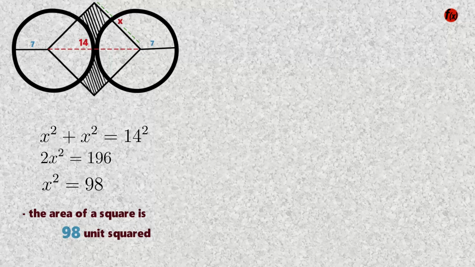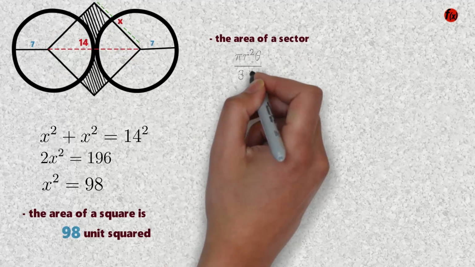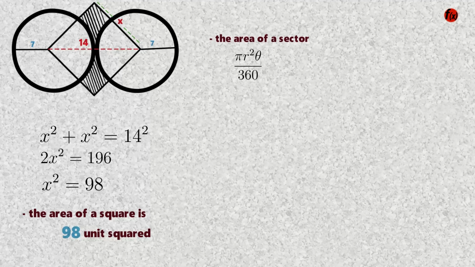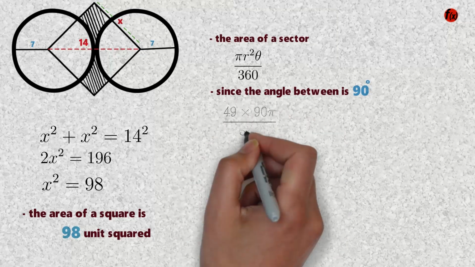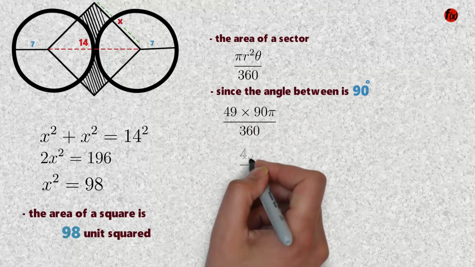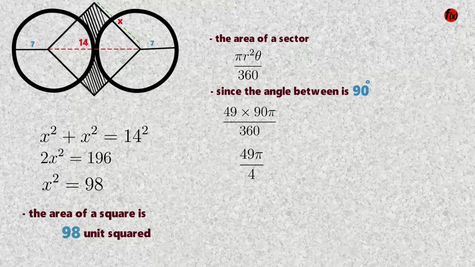Since x squared plus x squared is equal to 14 squared, by Pythagoras' theorem, we have the side length. In order to find the desired region area, we have to find the area of a sector, which is given by the formula. To get the area of the region inside the square that is not covered by the 2 quarter circles, subtract the combined sector areas from the area of the square.